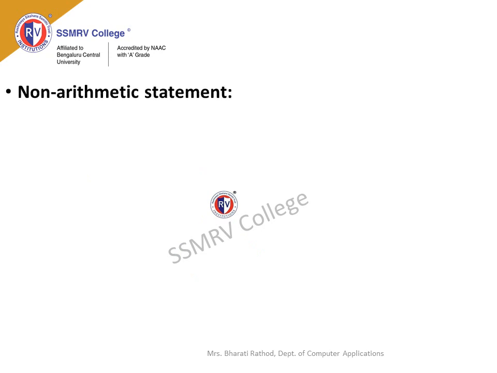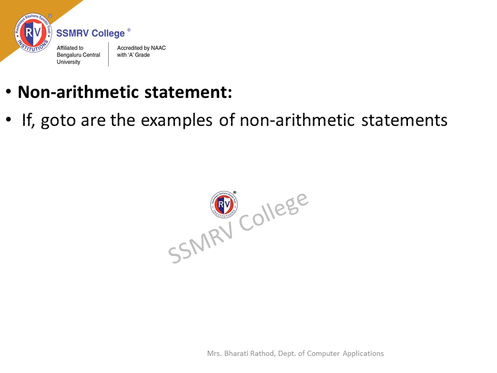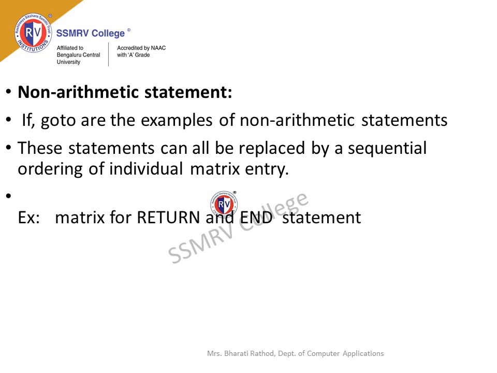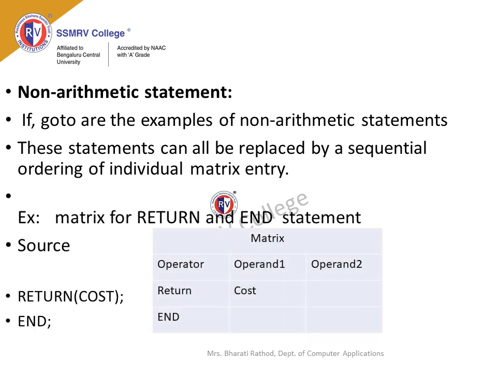Non-arithmetic statements such as do, if, go to are some examples of non-arithmetic statements. These statements can all be replaced by sequential ordering of individual matrix entries. Example, matrix for return and end statement. Here, the operator is return and operand 1 is cost, and end is the operator.